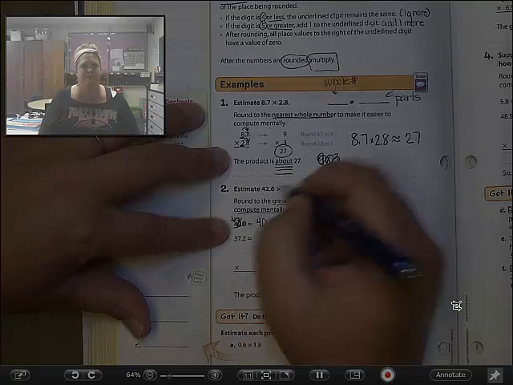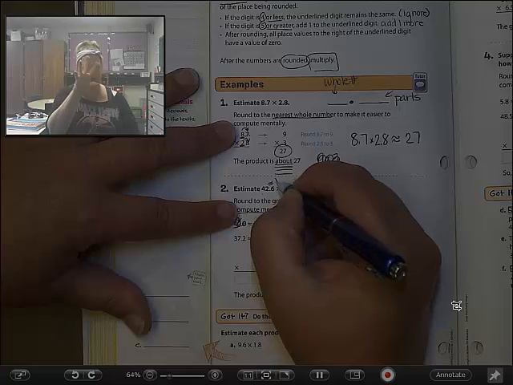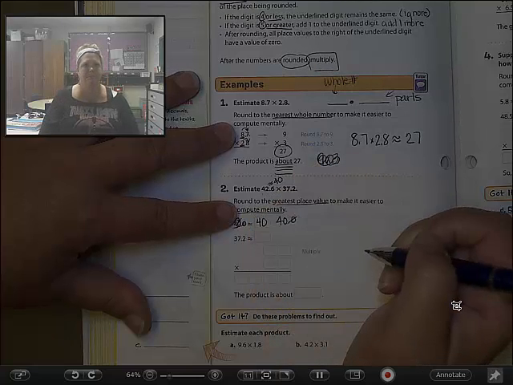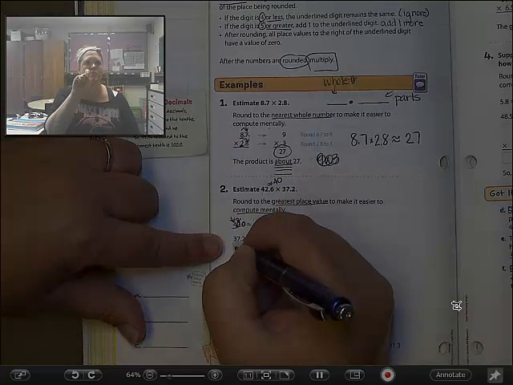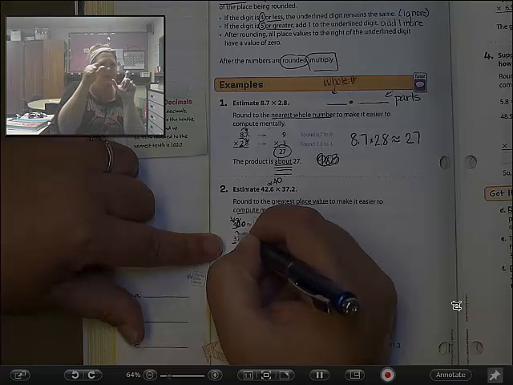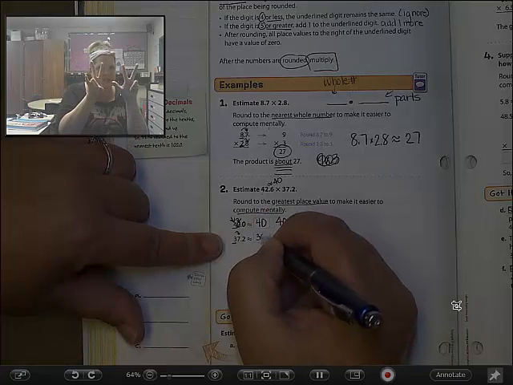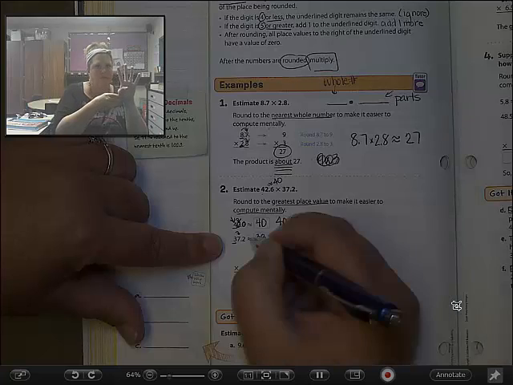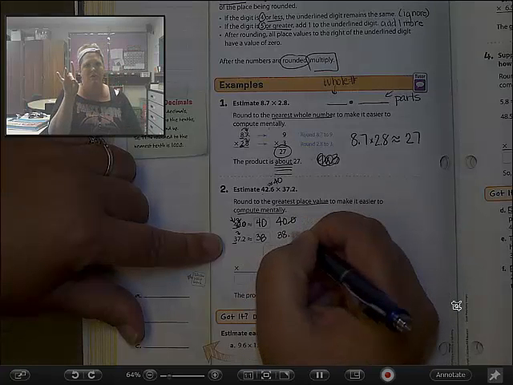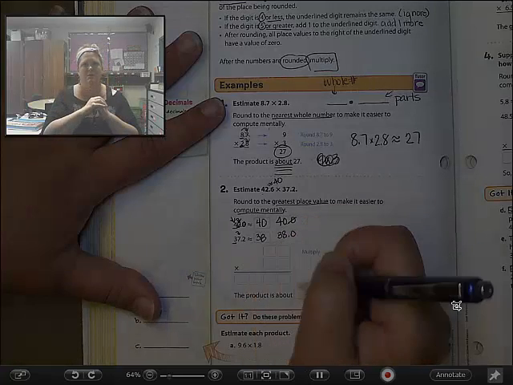So 42.6 is about 40, and 37.2, start with our 3. That way, when you come to school, I'm going to know who needs help and who is ready to fly and do their own assignment. Okay? So the next page of this lesson.